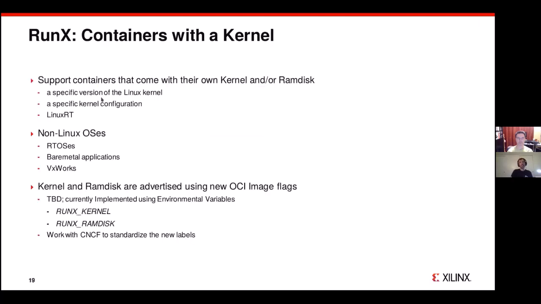So in summary, as I mentioned, RunX comes today with support for containers with a kernel. The container can specify its own kernel version, or it can also specify its own RAM disk version, which is less useful. So the container can select its own special version of Linux, any version of Linux, but also non-Linux OSes, from RTOSes to bare metal applications, and even proprietary kernels such as VxWorks. We're going to see later a demo based on VxWorks with RunX. Again, the long-term goal is to have proper flags standardized by CNCF. Today, we're using two environment variables to specify the kernel or the RAM disk, called RUNX_KERNEL and RUNX_RAMDISK.